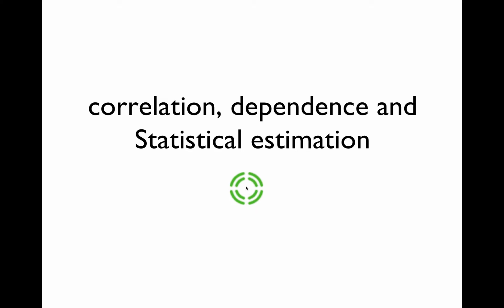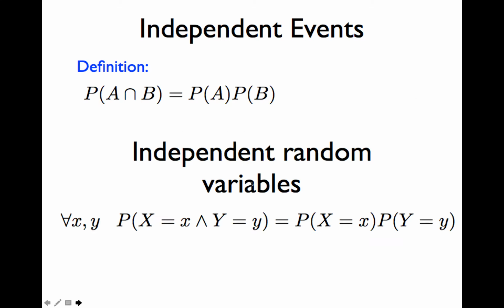In this video, we're going to talk about correlation, dependence, and statistical estimation. So, just to remind you, what are independent events? Independent events are events such that if you take the probability of the intersection of A and B, it's equal to the probability of A times the probability of B.